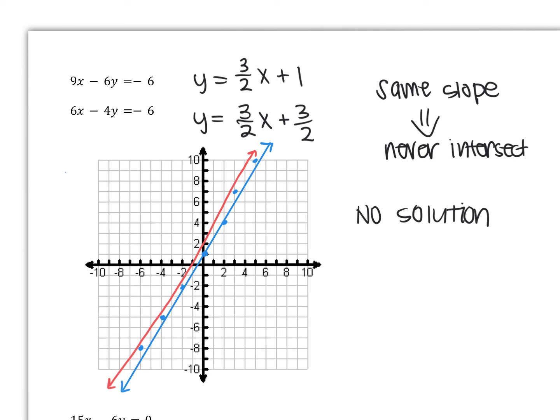All right, and if you look at our previous example that had no solution, you'll also see they had the exact same slope. So both of these have a slope of 3/2 x. It doesn't matter what their y-intercept is, they're never going to touch because their slope is increasing or decreasing at the exact same rate.